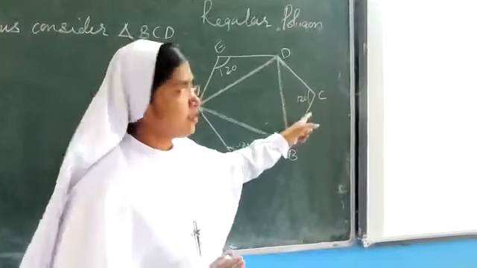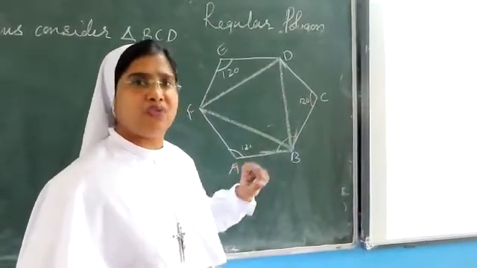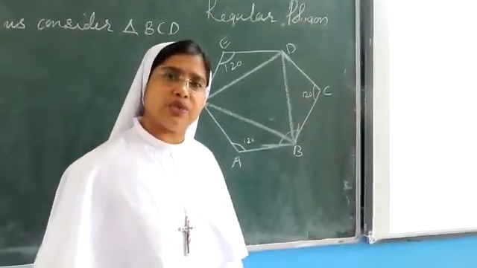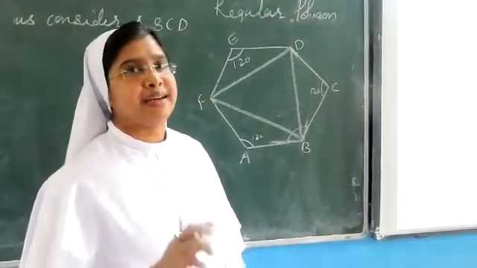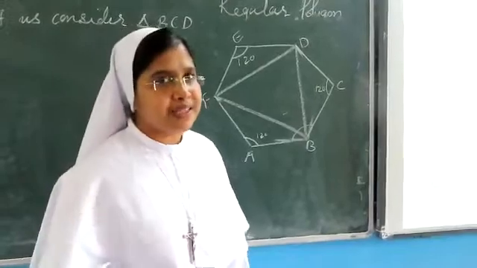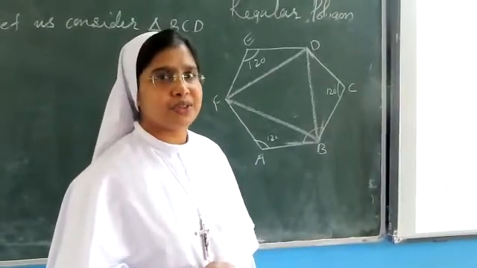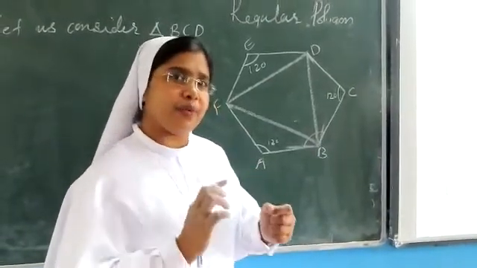Both sides are same. Why are two sides same? Why do I say these two sides are same? Because it is a regular hexagon. Regular hexagon means what? All the sides are same. Understood? From one point we are getting the another point.